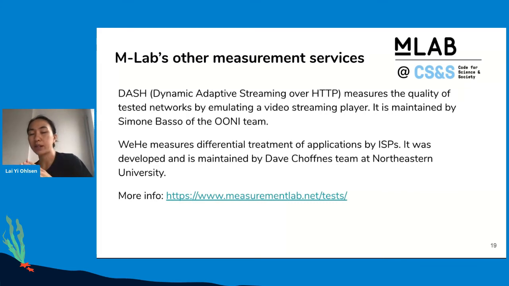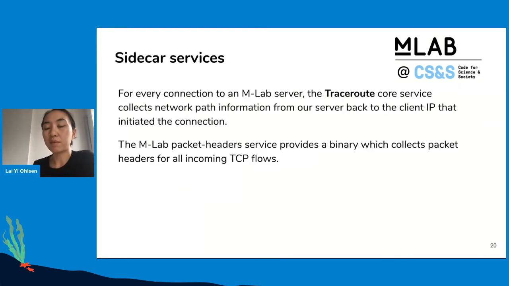So when thinking about MLab data, you can also think about the other measurement services that we host as well. Another part to call out is that for every measurement that's run from a test client, there are what are called sidecar services that are also run. One of those is the traceroute core service, which collects information from our server back to the client that initiated the connection, the client that ran the test. That means that for every single NDT test, every Dash test, every WeHe test, and any other future measurement service that we host, a traceroute test is run. That's a massive amount of traceroute data that can be used for analysis as well.